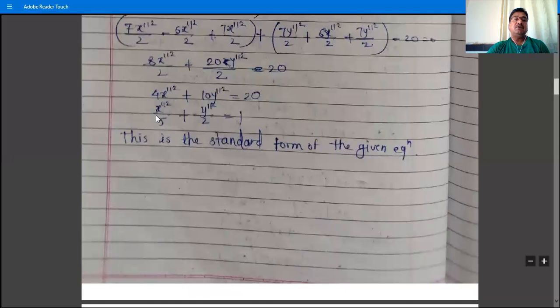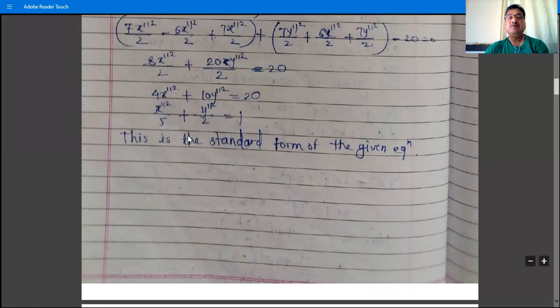If you write one more step, then it is x double dash square by root 5 square plus y double dash square by root 2 square is equal to 1. Either write this step as the last step, or write one more step, x double dash square by root 5 square plus y double dash square by root 2 square is equal to 1. And this is the standard form of the given conic, that is an ellipse.